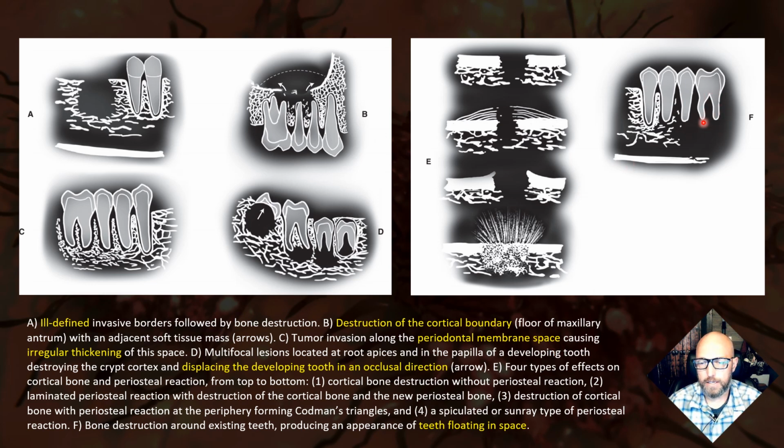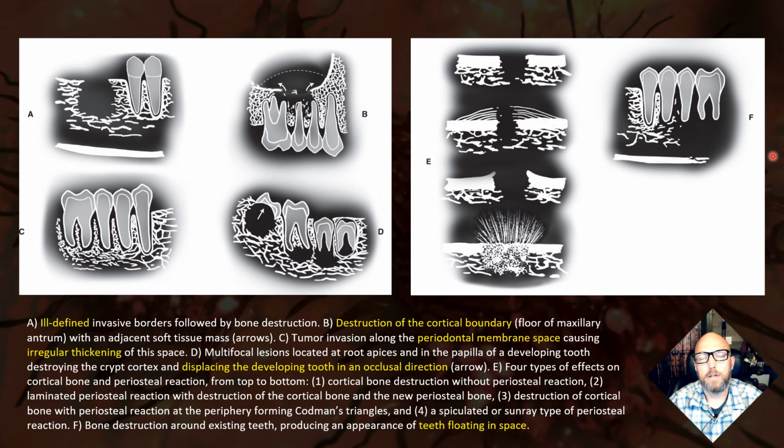And then here, I've already stated this, but the teeth floating in space appearance, especially when you see those other signs of the ill-defined or ragged border invading the PDL space of surrounding teeth. Because malignancies just like to destroy bone, they tend to leave teeth alone. If they do resorb roots of teeth, which they can, it will usually resorb from the periphery and leave spike-shaped roots of teeth.